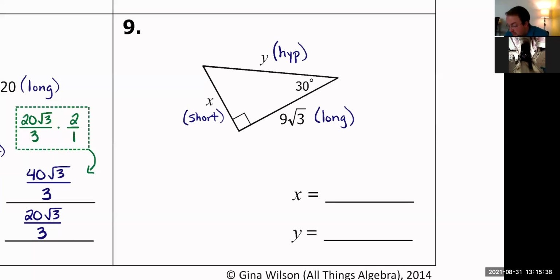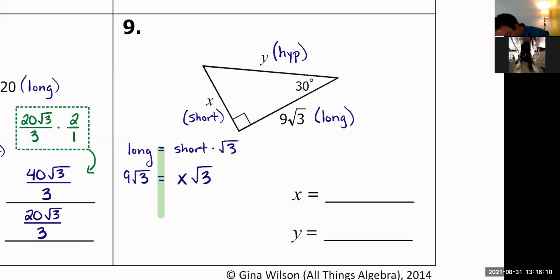Okay. Remember, if you don't know the short, that's our goal. We have the long. So we remind ourselves that the long leg equals the short leg times the square root of 3. Something cool is going to happen here. My long leg is 9 square root of 3 equals my short leg, which I don't know yet, that's my x, times the square root of 3.